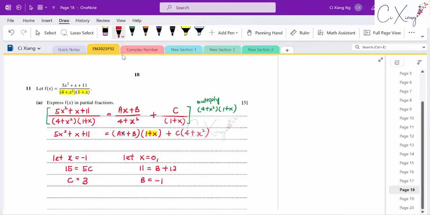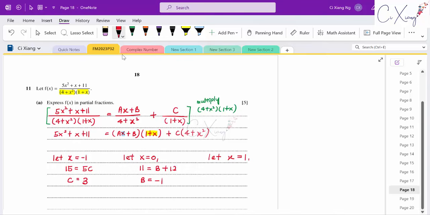Okay, I already get the value for c and get the value for b. For the last one, to get the value for a, you can substitute because a is the last unknown that we still don't know what's the value yet, right? You can use any value for the x that we never used before. So just now we used x equals to negative 1, we use x equals to 0. So for this value, maybe I will take x equals to 1, right?